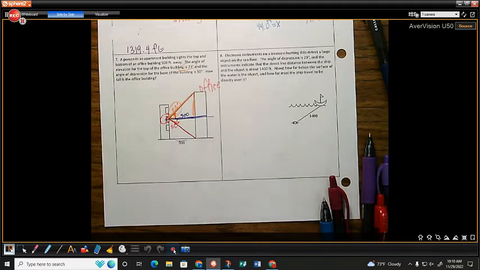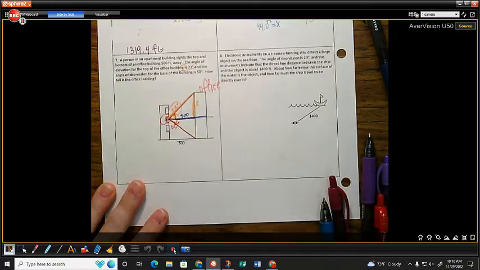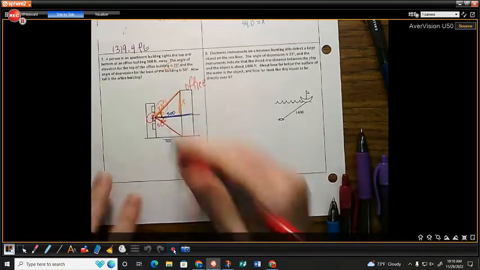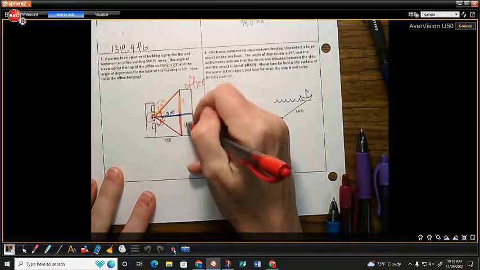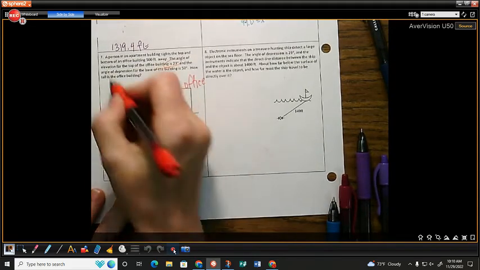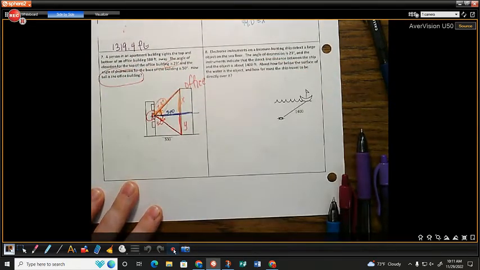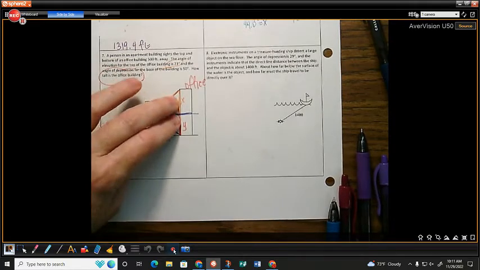Now for this guy, you would be able to find out how high it is to the top of the building, and you'd be able to find out how tall it is down to the bottom. How would you find out how tall is the whole office building over here? X plus Y. You would have to add the two guys up.